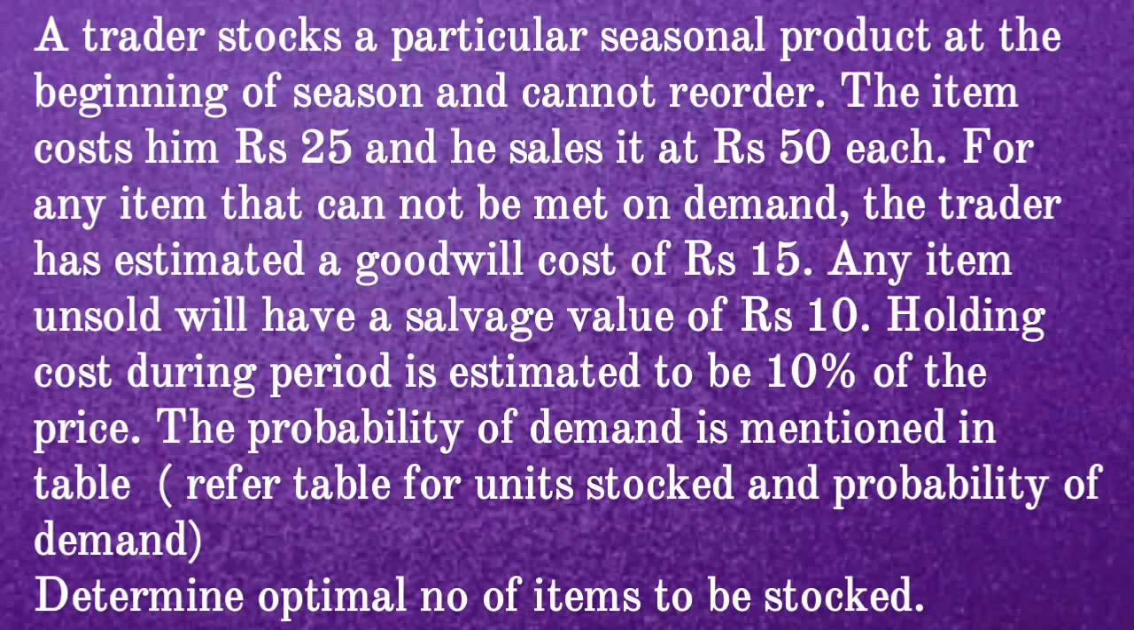Given question: a trader stocks a particular seasonal product at the beginning of the season and cannot reorder. The item costs him rupees 25 and he sells it at rupees 50 each. For any item demand that cannot be met, the trader has estimated a goodwill cost of rupees 15. Any item unsold will have a salvage value of rupees 10. Holding cost during the period is estimated to be 10% of the price. The probability of demand is mentioned in the table as units stocked and probability of demand. Determine the optimal number of items to be stocked.